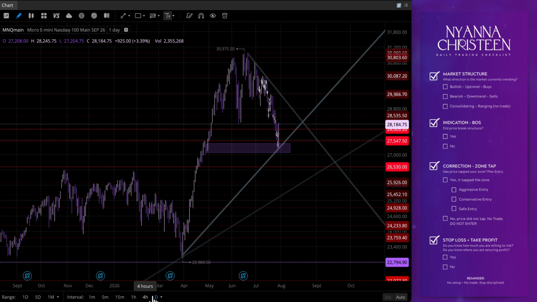I'll start on the daily for the market structure. Price is still on a downtrend currently. Overall, it's on an uptrend. I'll go down to my 4-hour.